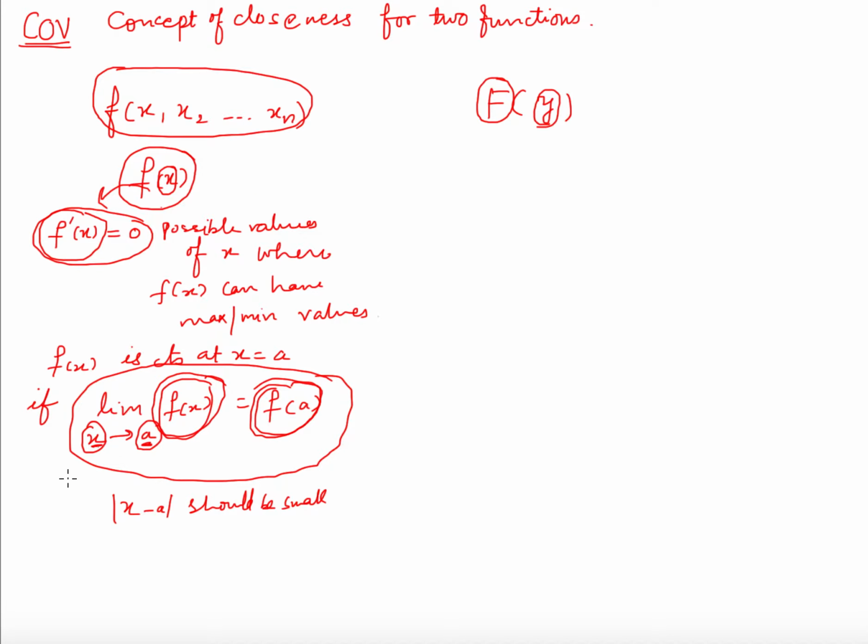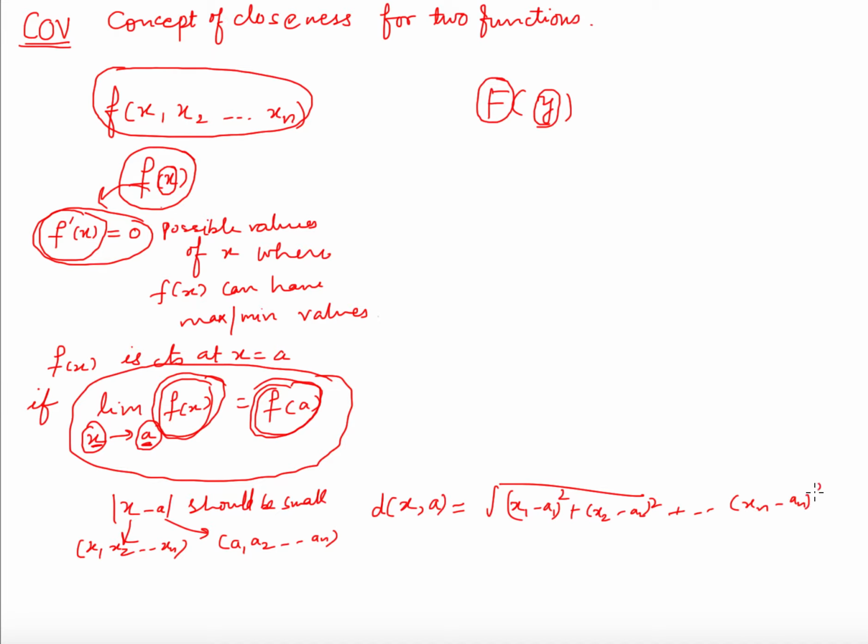And if you have a function of n variables, you have two points: x is actually (x1, x2, ..., xn) and a is (a1, a2, ..., an). You say that these two points are close if the Euclidean distance between them is small. The Euclidean distance is the square root of (x1 minus a1) squared plus (x2 minus a2) squared, and so on, up to (xn minus an) squared. This is how the Euclidean distance between x and a is defined, and by closeness of x and a you mean that this distance is small.